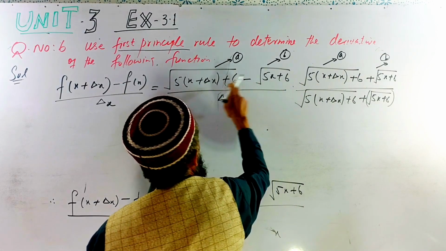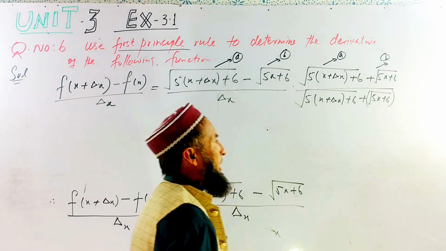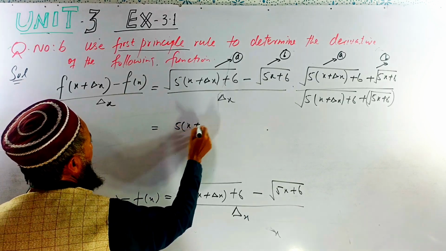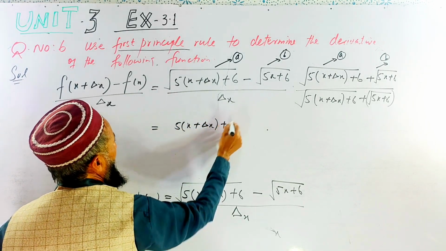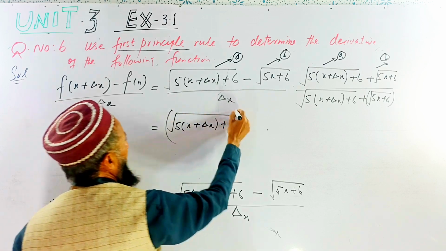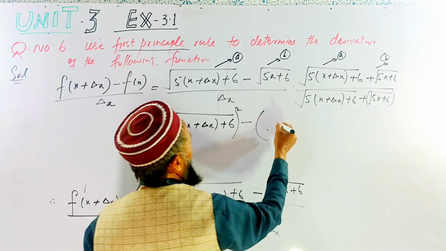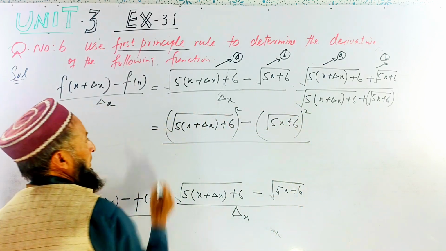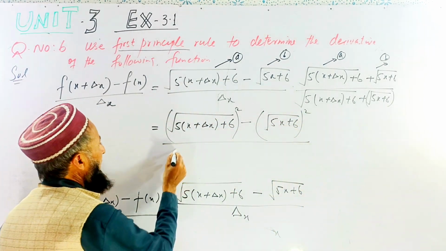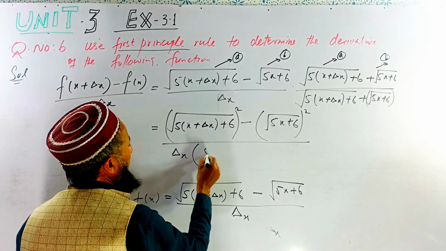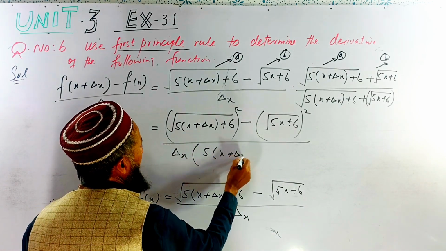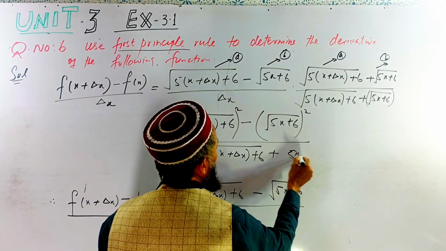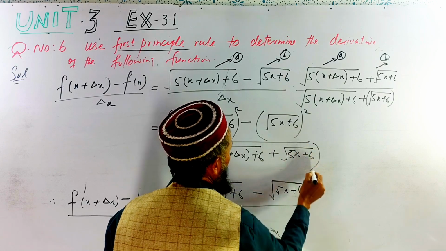So we get the answer (a minus b) into (a plus b), which gives a square minus b square. Now we further simplify: the square root of 5x plus delta x plus 6, whole square, minus the square root of 5x plus 6, whole square. That is the formula we have used, and delta x divided by the square root of 5 into (x plus delta x) plus 6, plus the square root of 5x plus 6.